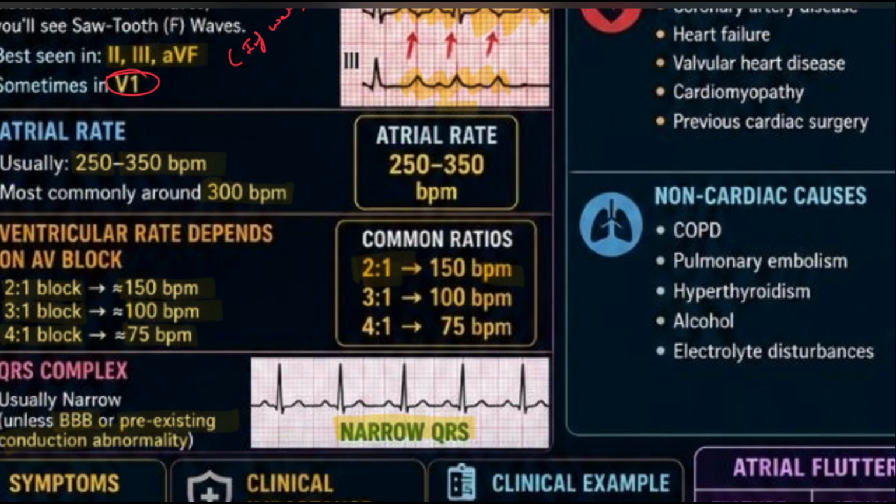Okay, so in causes we can divide into two different types: cardiac causes and non-cardiac causes. In cardiac causes we can see coronary artery disease, heart failure, valvular heart disease, cardiomyopathy, and previous cardiac surgeries. Next, in non-cardiac causes we can see COPD, pulmonary embolism, hyperthyroidism, alcohol, and electrolyte disturbances.